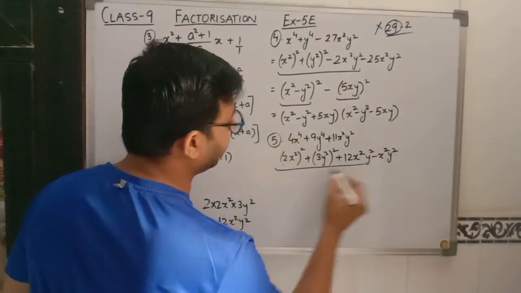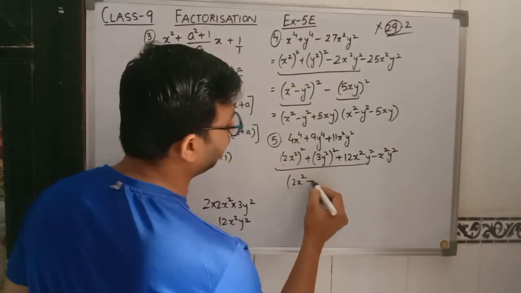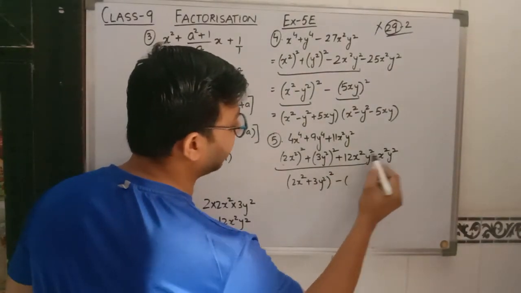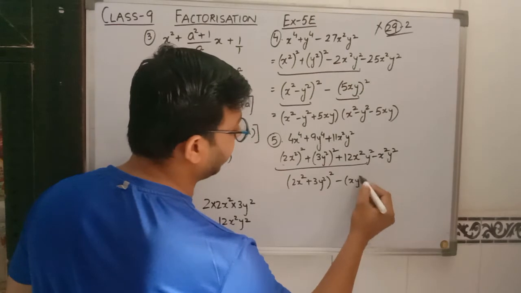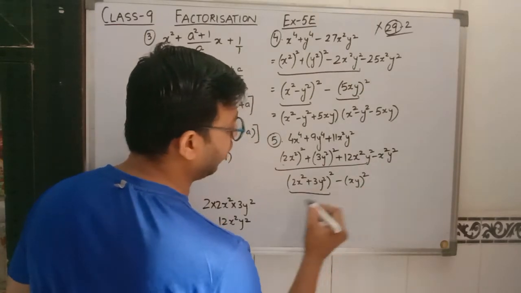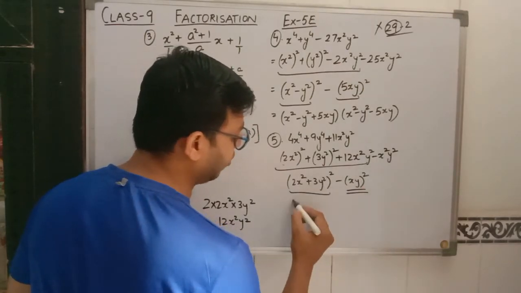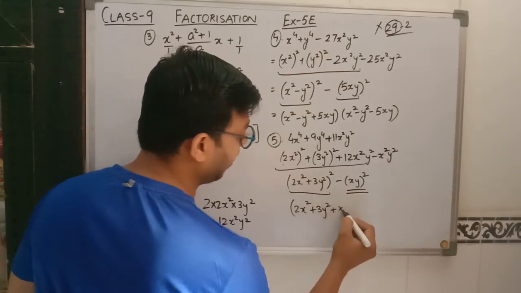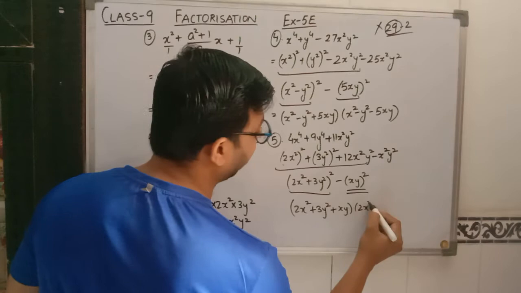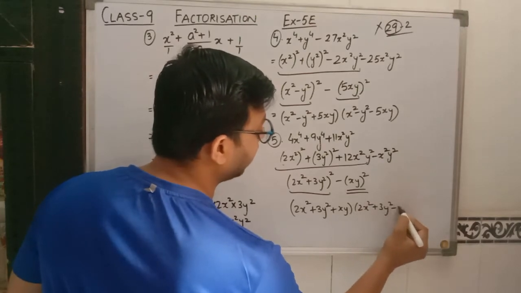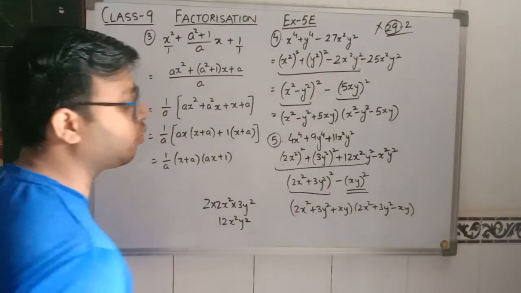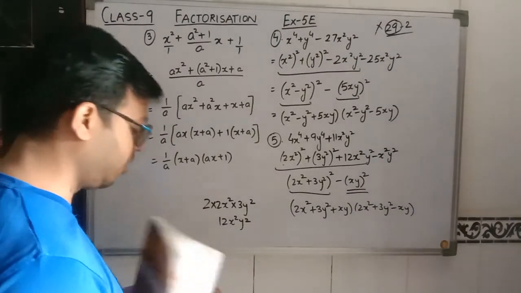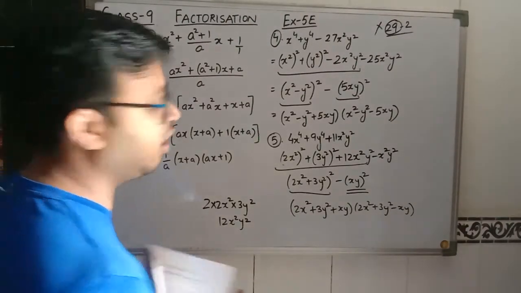Now these three terms can form the identity of 2x square plus 3y square to the whole square, minus x square y square, which can be written as xy whole square. So this will be acting as A, and this will be acting as B. In the first bracket A plus B, and in the second bracket A minus B. So this is how we can solve this question also. Now we have to proceed forward, and we are coming to question number 6.